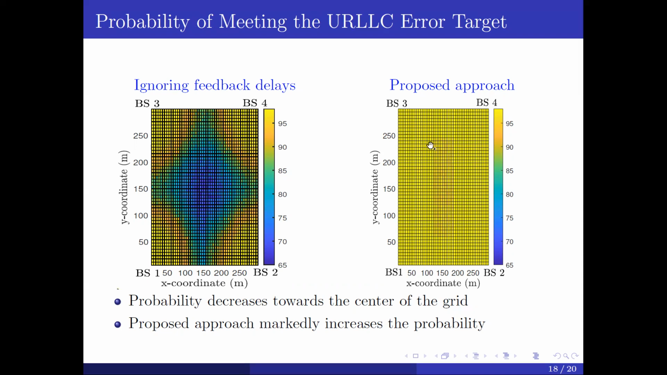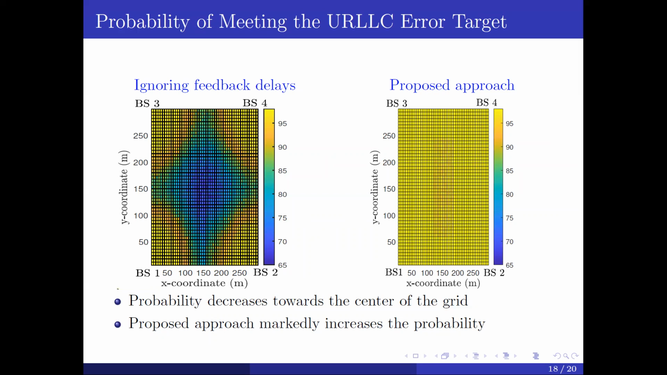We can see the proposed approach markedly increases the probability. Even at the center of the grid it is 93%, because we're choosing the MCS like that. And throughout the grid, it is much higher than the scheme which ignores feedback delays.